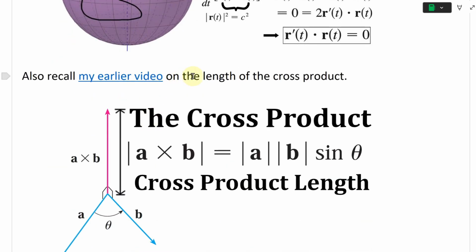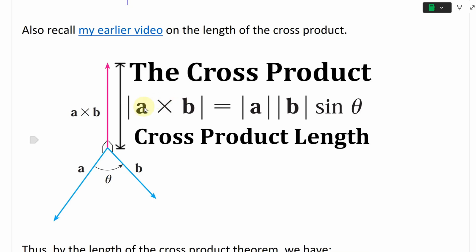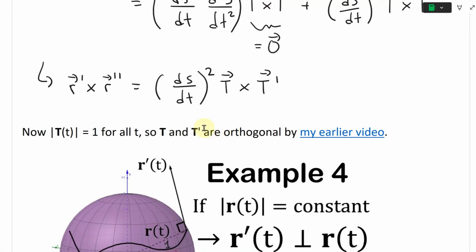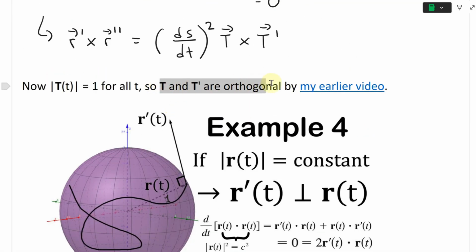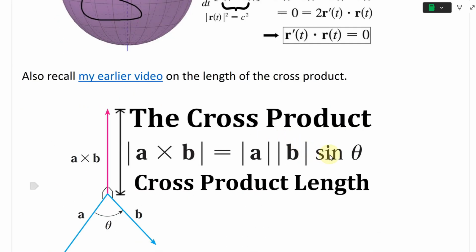Also recall from my earlier video on the length of the cross product: the magnitude of A cross B equals the magnitude of A multiplied by the magnitude of B, times the sine of the angle between them. In our case, these are orthogonal, so the angle is pi over 2 radians, or 90 degrees. So sine of 90 is equal to 1, so it just equals that.